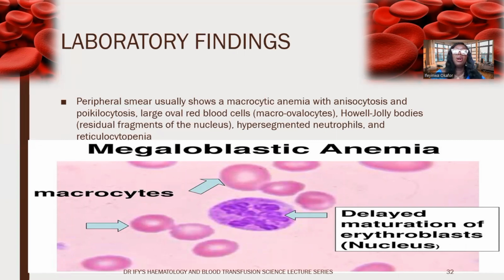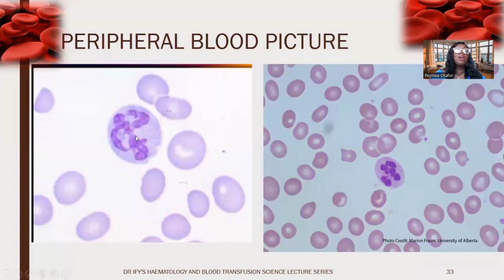And this occurs as a result of delayed maturation of erythroblasts and also the nucleus of these cells due to delay in DNA synthesis. In this peripheral blood, we are also seeing hypersegmented neutrophils and macrocytes. And you can see there are reduced platelets.